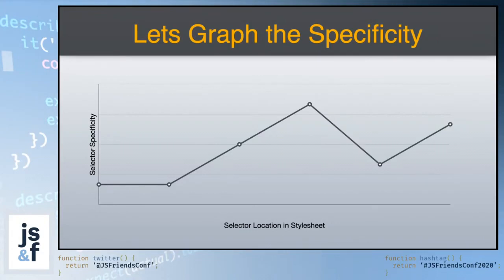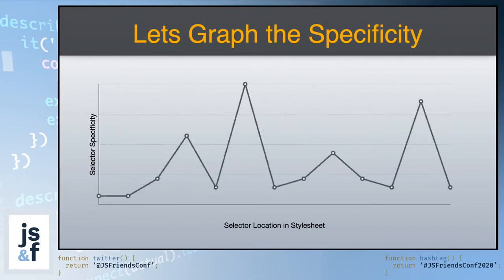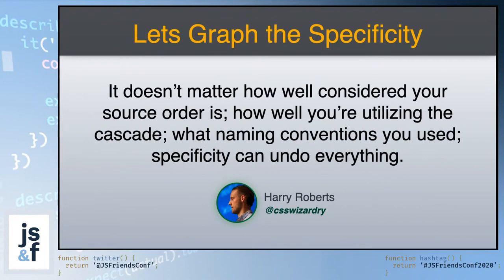Now, what if we were to apply this to a much bigger CSS style sheet? The specificity map might look something a little bit more like this. And I feel like Harry Roberts said it best. It doesn't matter how well considered your source order is, how well you're utilizing the cascade, what naming conventions you used. Specificity can undo everything.